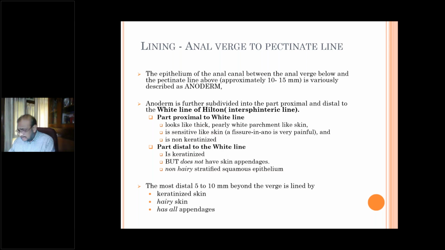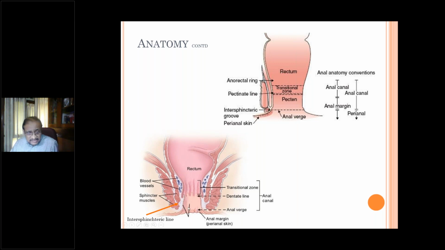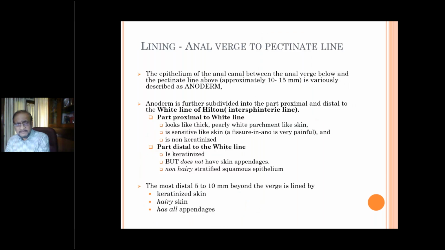We were just talking about keratinization and non-keratinization. We said that this part is keratinized without appendages and keratinized with appendages. Now we are saying this one is non-keratinized. If you draw a white line out here, above it is non-keratinized. So non-keratinized, keratinized without appendages, and keratinized with appendages. Clear? Very, very simple. Very simple to remember. If you remember this, you'll remember the whole of the anatomy of the anal canal.